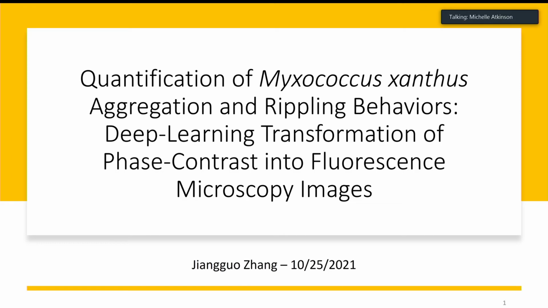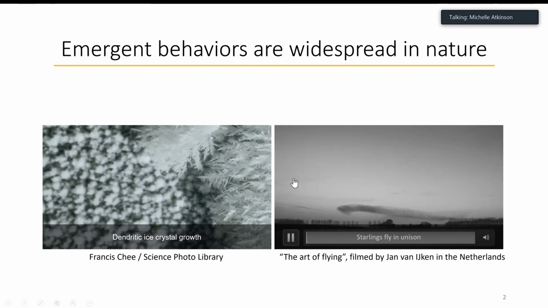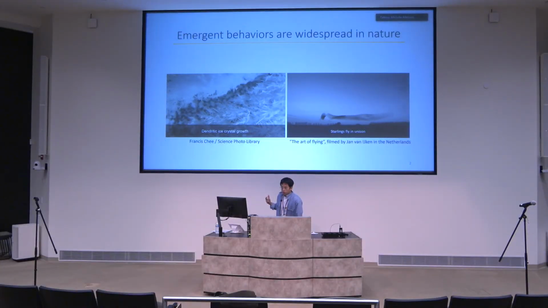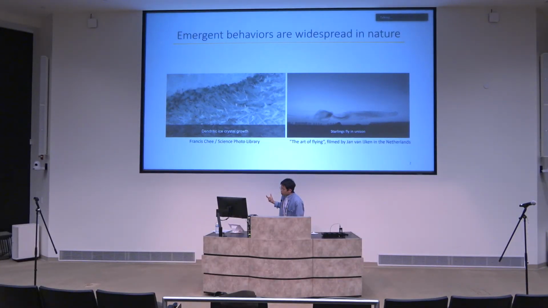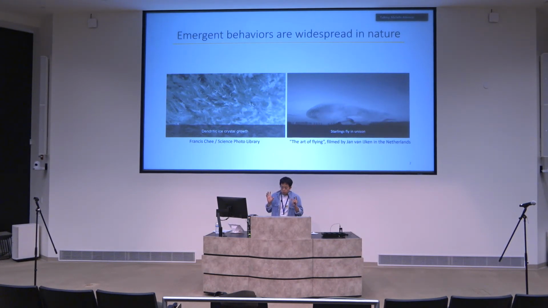Today, I'm going to talk about applying deep learning methods to the quantification of Myxococcus xanthus aggregation and rippling behaviors. The background of my project lies in emergent behaviors. Emergent behaviors refer to the properties of a complex system that do not exist in the individual system parts, but come out of their interactions.